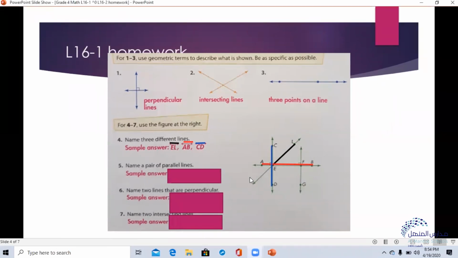Then we carry on to question number 5. Name a pair of parallel lines. Which means they need to run next to each other. We can see that there are only 2 lines that run next to each other, and that is lines CD and FG.